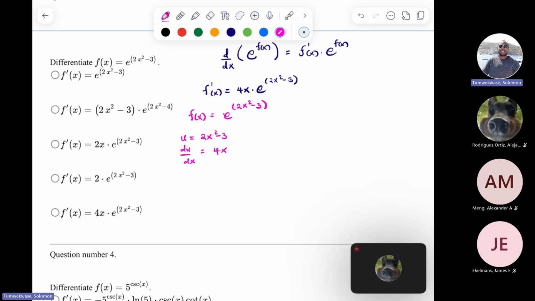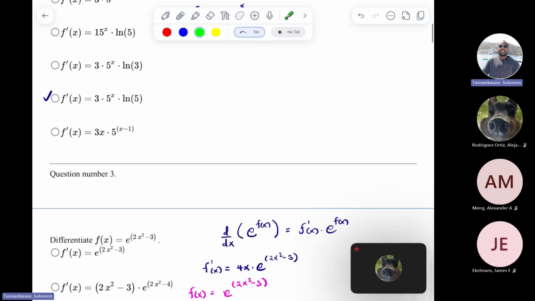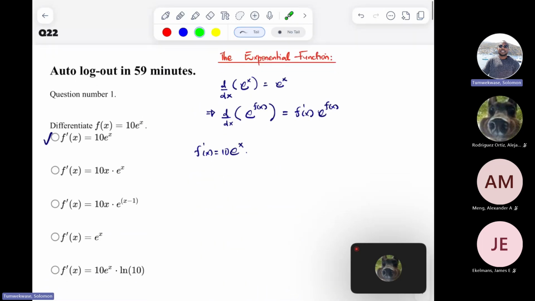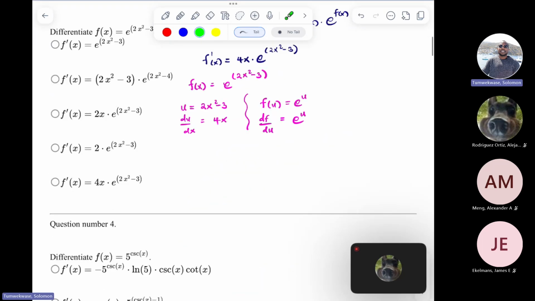Now, if u is that, then f of u is equal to e to the u, because I said this guy is u, so I'm replacing that guy with a u. And now if I take the derivative of f with respect to u, this remains e to the u, because we said that the derivative of e to the x remains e to the x, okay?